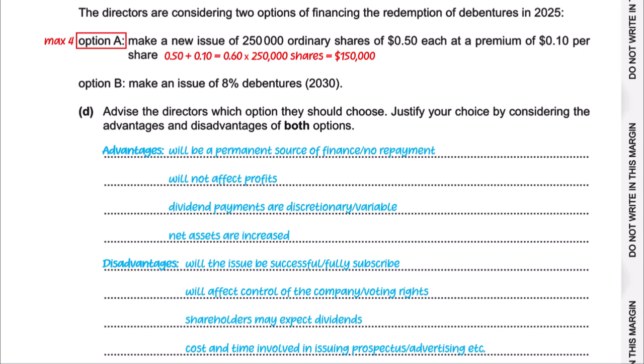So you can write more than one advantage and more than one disadvantage. But I advise you not to write more than 2 for each. And if we look at option B, new 8% debentures will be issued, which will be redeemed in 2030. This means that old debt is being replaced with new debt, although the interest rate is the same at 8%. But the maturity has shifted from 2025 to 2030. That means an extra 5 years have been obtained.